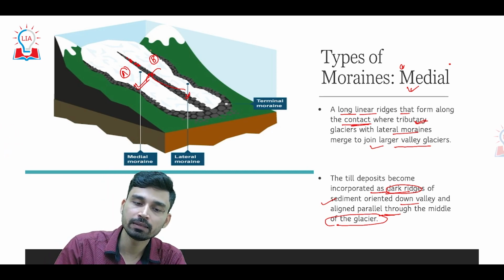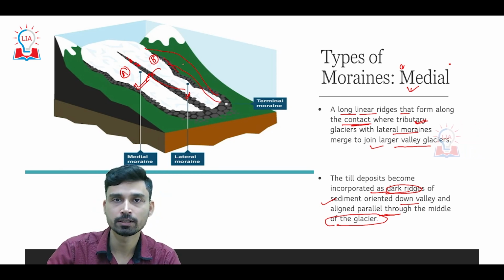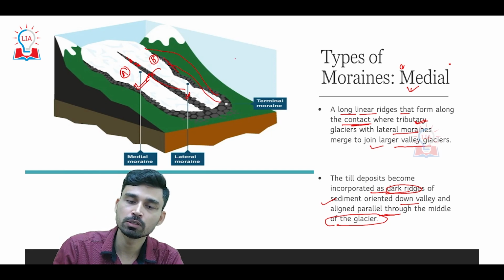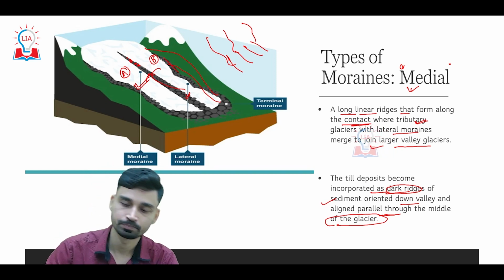Many times what can happen is that instead of two glaciers we can have 4 or 5 glaciers, and at the central part of every two glaciers we'll always have a medial moraine. So in many parts of the world you will see a series of moraines developing due to the flow of numerous glaciers from the upward region of a mountain slope.